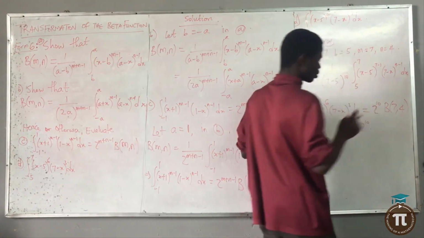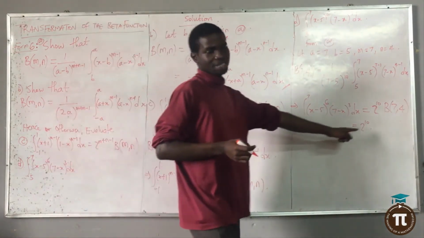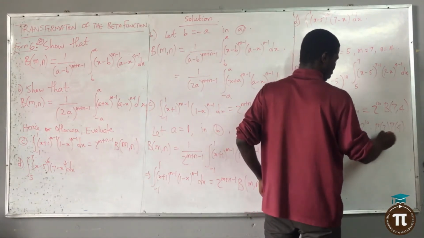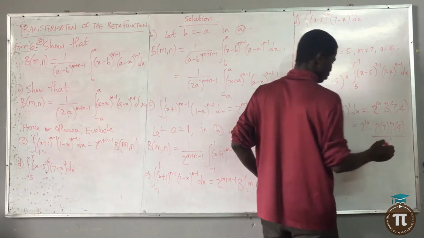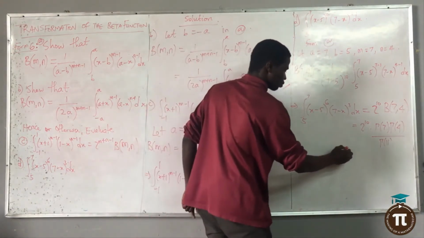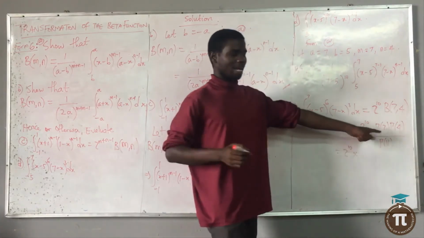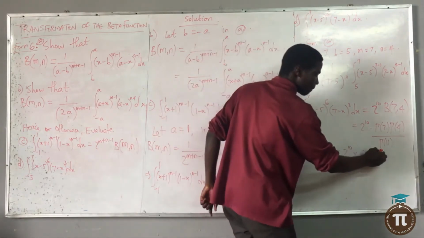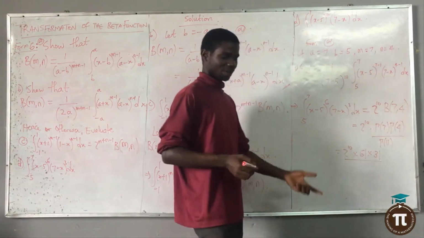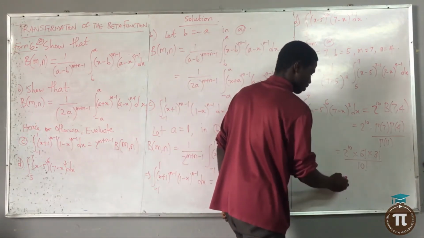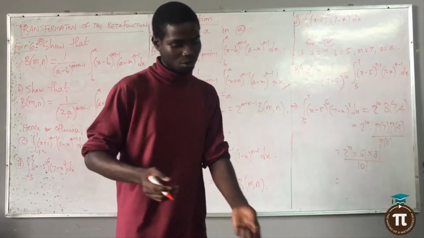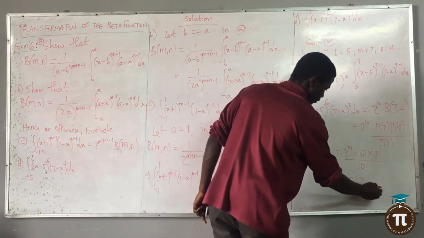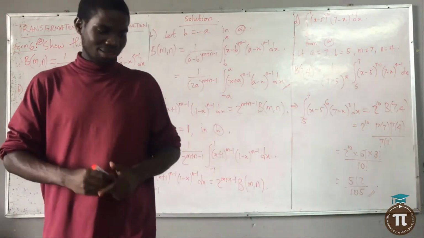So this is 2 raised to power 10 multiplied by, how do we evaluate beta of 7 comma 4? We use gamma of 7, gamma of 4 over gamma of 11, and this will be equal to 2^10 multiplied by gamma of 7 is 6 factorial multiplied by gamma of 4 is 3 factorial, all over gamma of 11. Gamma of 11 is 10 factorial. So you evaluate all these, and I think the answer will be 512 over 105. And that is the answer.